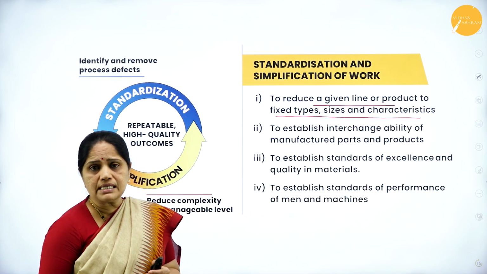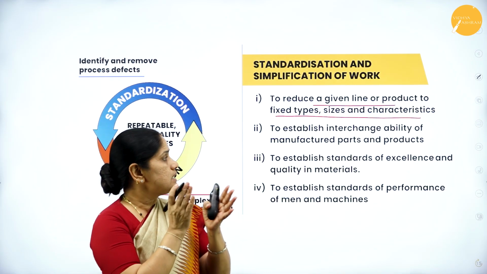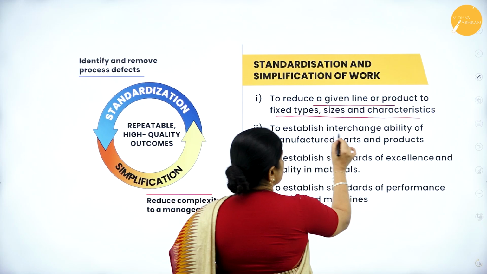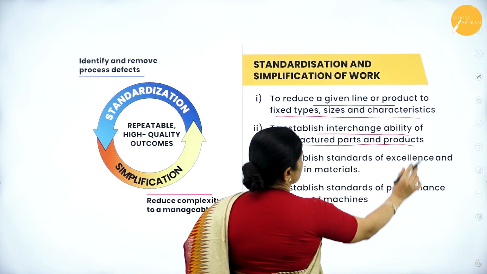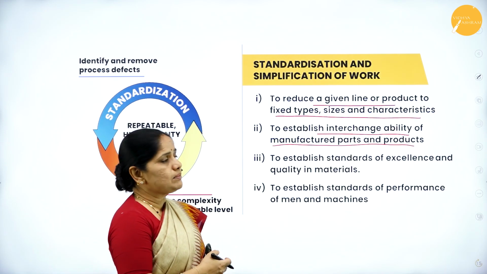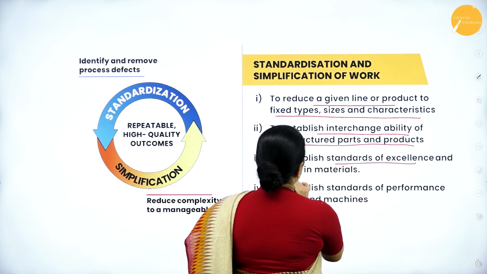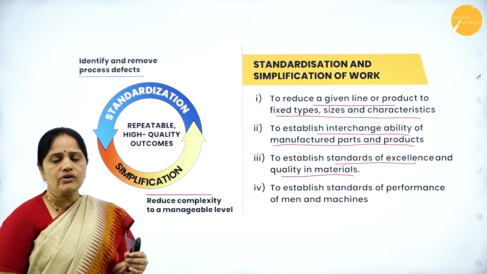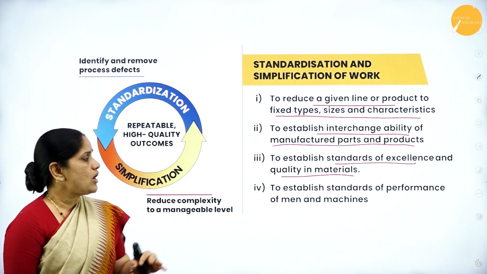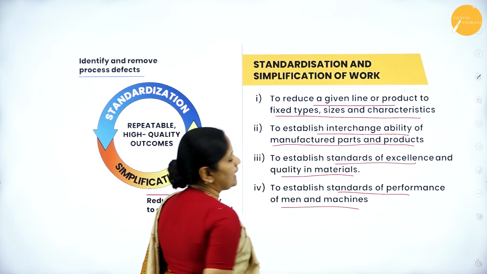So how do you standardize and simplify the work? You produce standard sizes and types of goods with the same characteristics. Second is to establish interchangeability of manufactured parts and products. Then to establish standards of excellence and quality in materials. So we should see that standards are set for the materials and also for the excellence of quality of the output, and to establish standards of performance of men and machines.